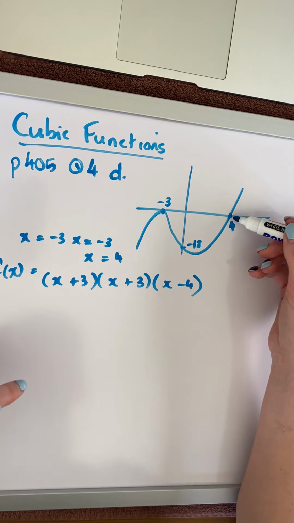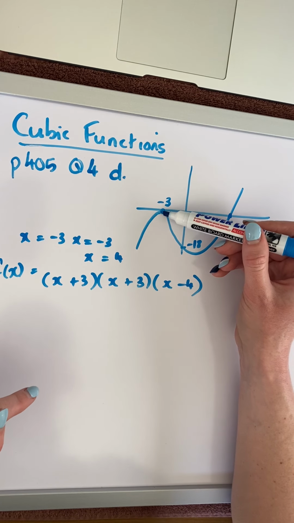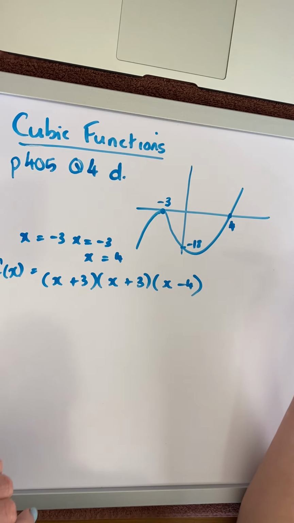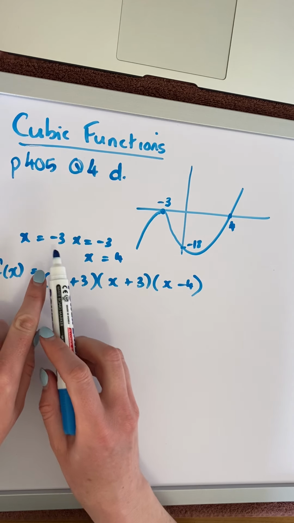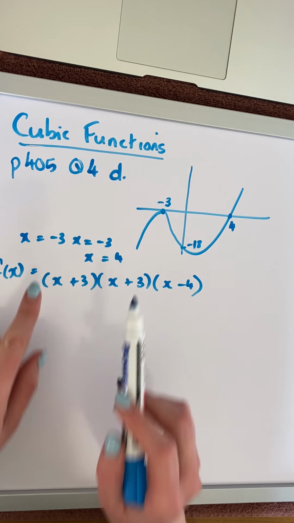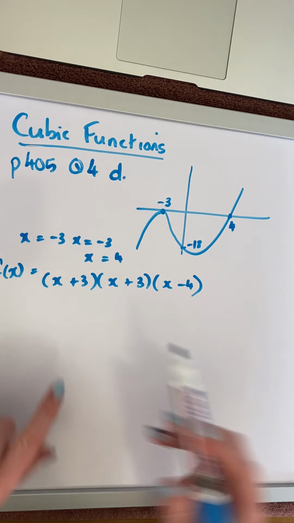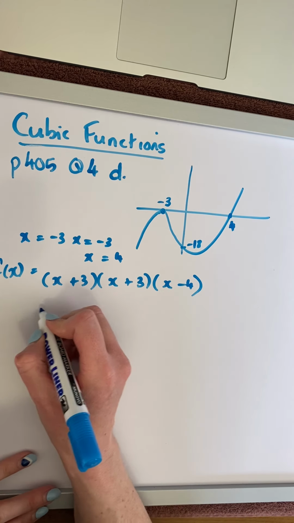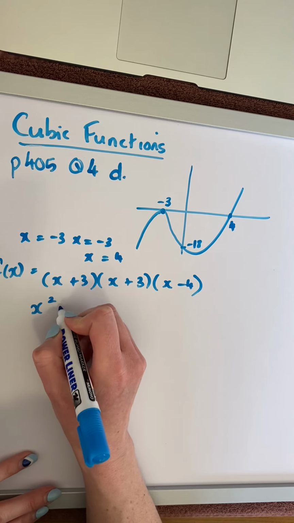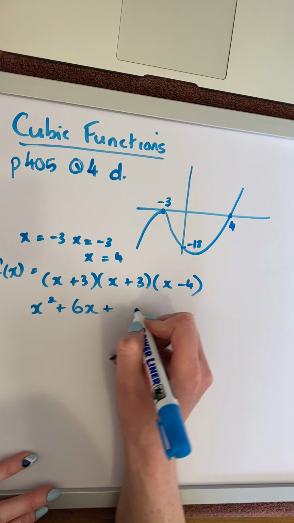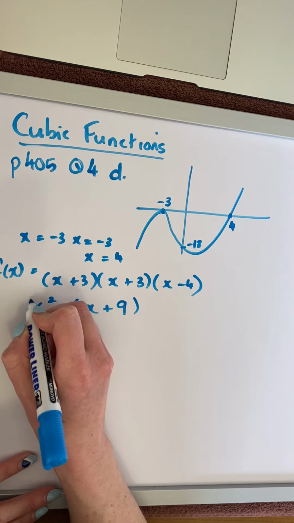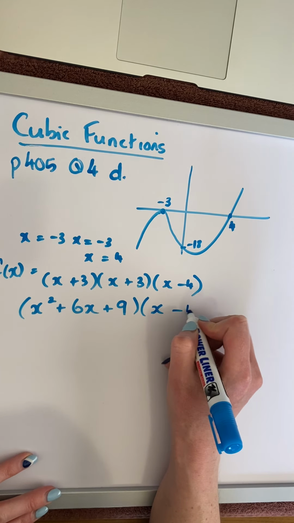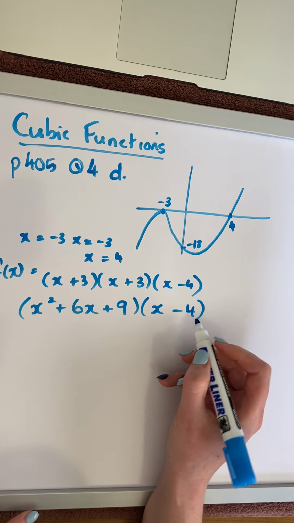So from this diagram, we can see clearly that it touches the x-axis at -3, crosses the x-axis at 4. Therefore, we have our three roots of the function, and now we need to multiply them out. So we take the first two brackets first. x plus 3 times x plus 3 is x squared plus 6x plus 9. And then multiplying it by x minus 4.